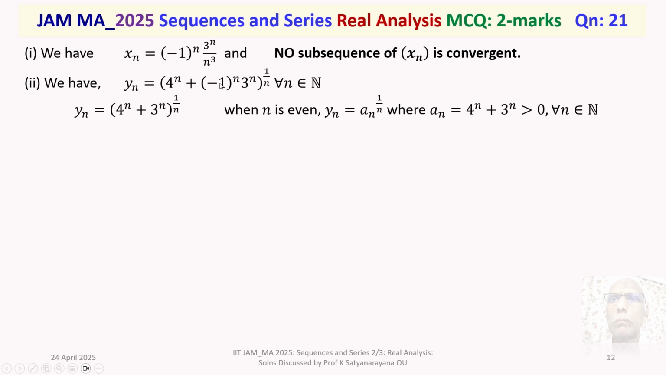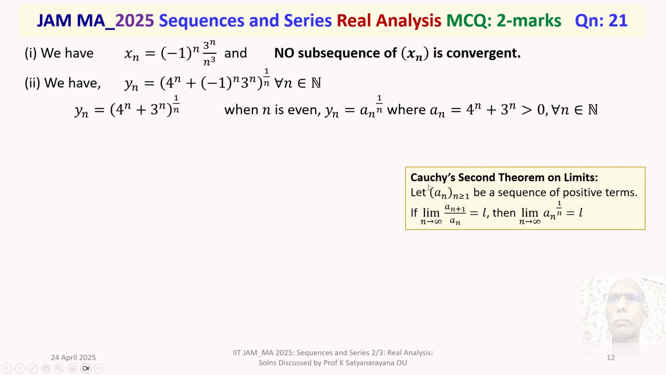When n is even, (-1)^n is +1. So yn is (4^n + 3^n)^(1/n). When n is even, yn is an^(1/n), where an = 4^n + 3^n is greater than 0 for all n belonging to N. Agreed? Agreed. Now, how to talk about the convergence of this yn?